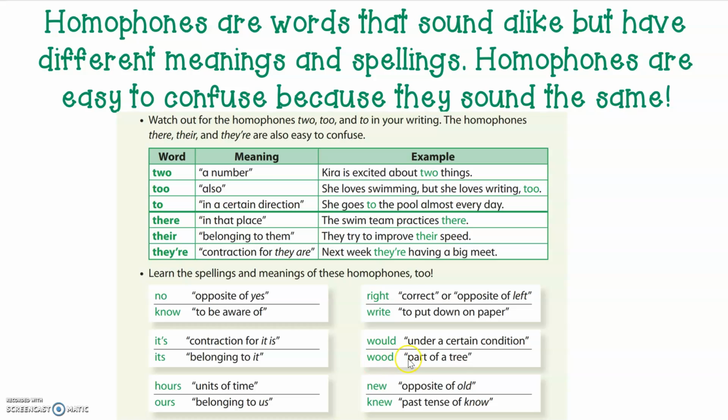Now, this wood is part of a tree. It is that part that's brown and you see it, and it is the wood of the tree. I sat on a piece of wood by accident. New, opposite of old. This new means you have some new sneakers, or maybe you have a new tablet, or even better for some of you, you're getting a new phone. This knew means the past tense of know. So remember, know meant to be aware of. That means I know everything. I know a lot. This knew means I know, but in the past.